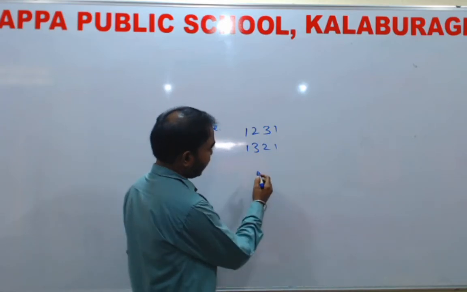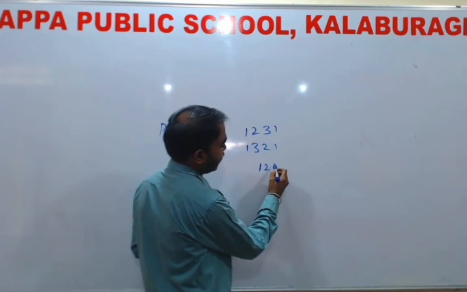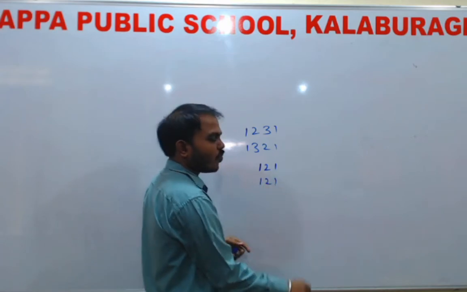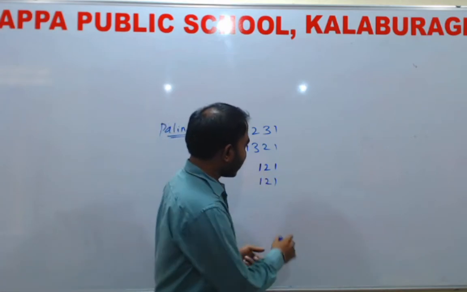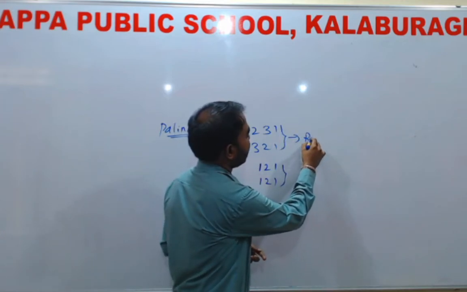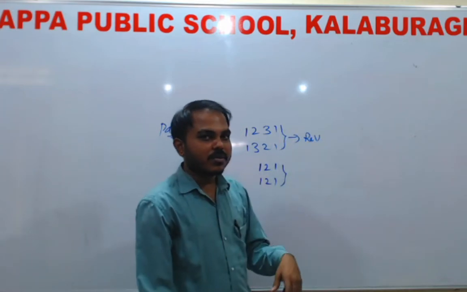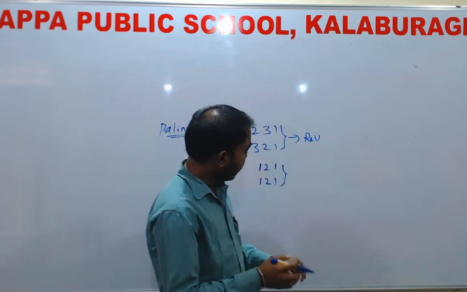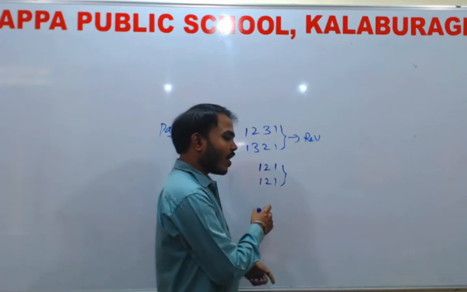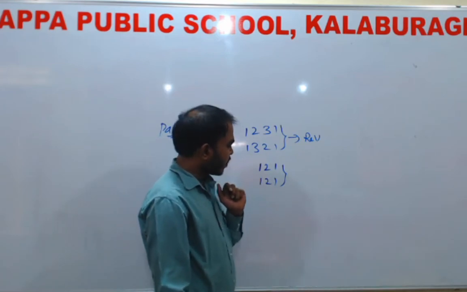So when does it become a palindrome? When it is 1 2 2 1, and if I reverse this number again, I get 1 2 2 1 only. So this we call a palindrome. When it becomes a palindrome, from right to left and left to right, the value should be the same. So this is particular to the number.